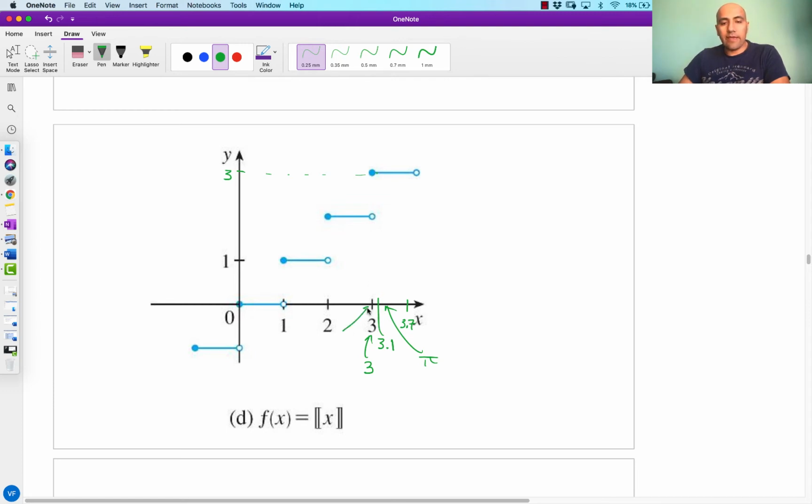So all those values lead to 3, but as soon as we go over to the other side, like let's say we have 2.99 right there, okay, that leads you down here to 2. Okay, so that's the greatest integer function. And so based on the picture and our understanding of continuity, hopefully now it's clear that the greatest integer function is going to have a discontinuity at all the integer values.